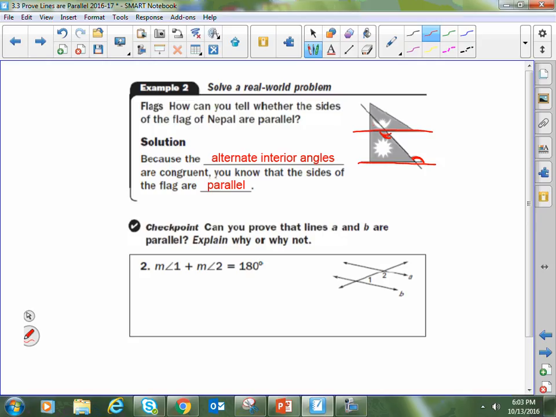So go ahead and whenever you're ready, pause the video and try answering checkpoint number 2 and explain why they're parallel or not. So go ahead and pause the video and when you're ready, hit play again.